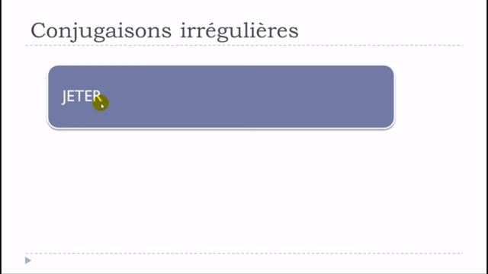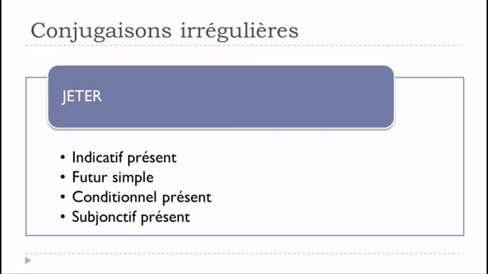So jeter, actually, jeter quelque chose, to throw something, or then to pitch something. It could be a ball or it could be a stone, whatever. But then we'll see that actually the following tenses will be affected by these changes. So we're talking about indicatif présent, futur simple, conditionnel présent, and then subjonctif présent. So it does mean that for all the other tenses, jeter will follow the rule from the first group of verbs, so er, okay.